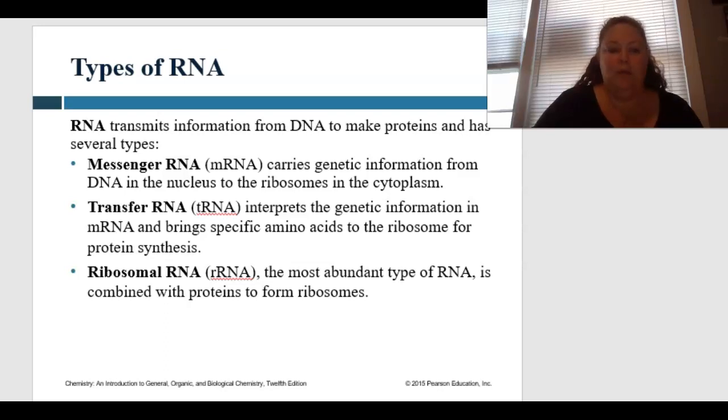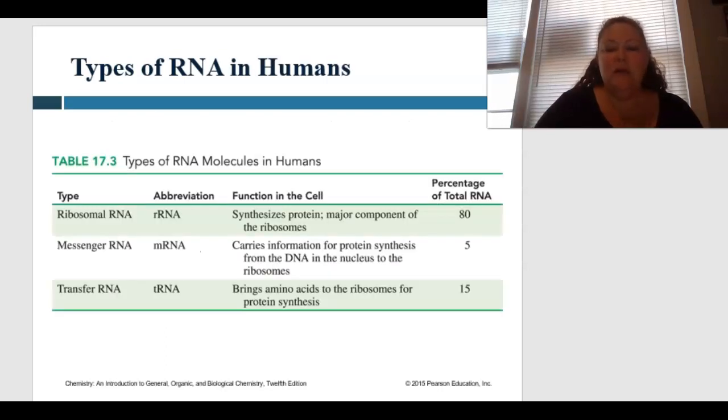proteins to form ribosomes. So here is your study table, looking at the different percentages of the different types of RNA and the details between it. So you can see ribosomal RNA, or rRNA, is about 80% of total RNA, where messenger RNA is only 5% and tRNA is 15%. Okay?